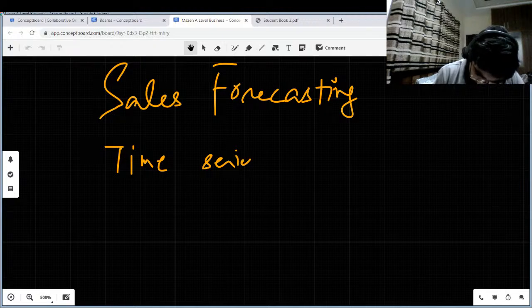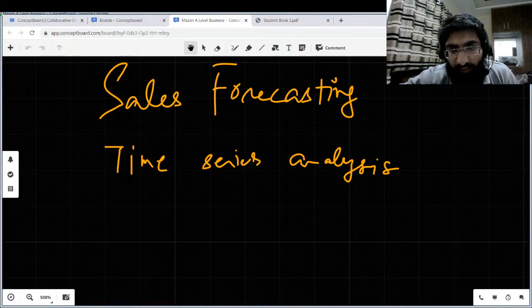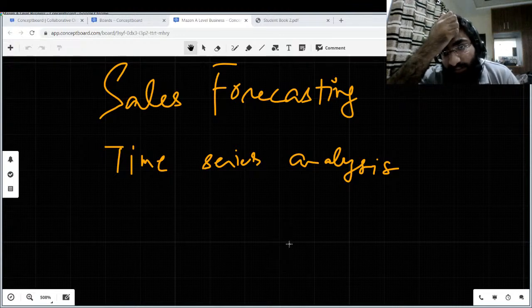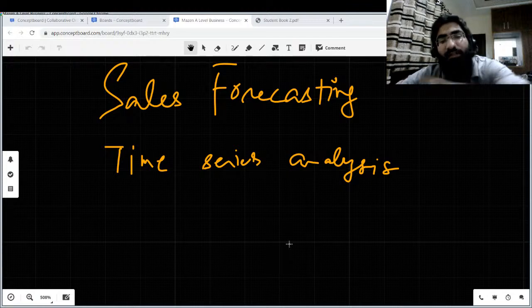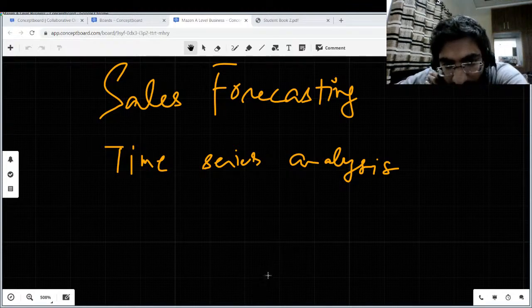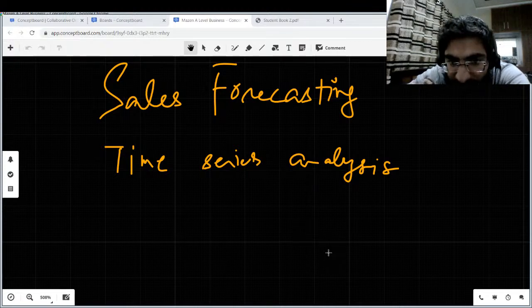The first thing is that this time series analysis helps me identify the trend in the sales. So for example, here it gives me data for the years 2006, 2007, 2008, 2009, 2010. Can you identify any trend in all these years of data that's given?